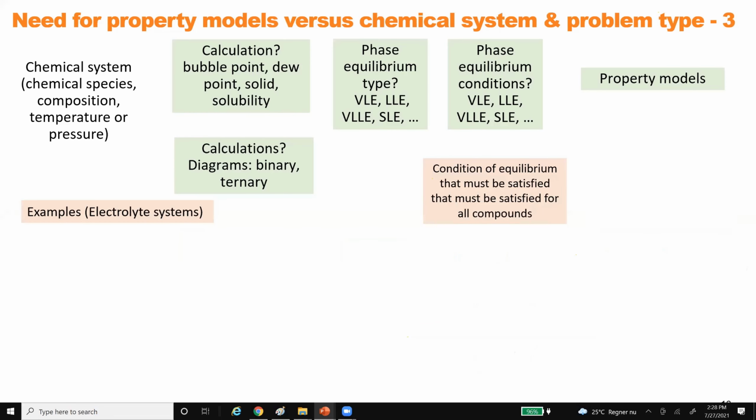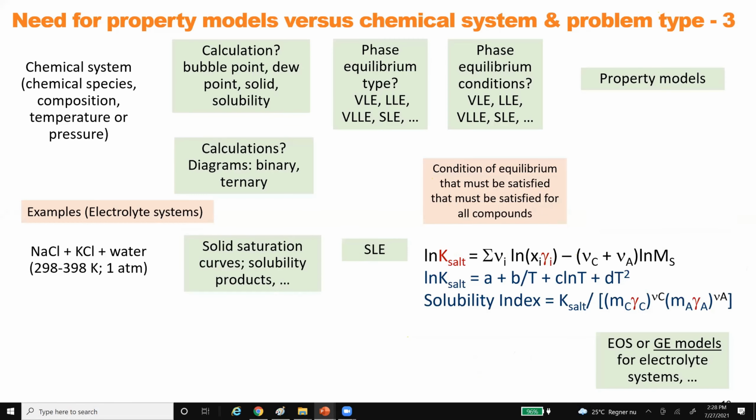So what about electrolytes? We have, let's say, sodium chloride, potassium chloride, water at 1 atmosphere between 298 and 398 K. We want to know which salt will crystallize out at what temperature. We need SLE, and the equations that will give us the saturation curves are the first 2 equations, and the bottom equation, called solubility index, gives a number. If that number is greater than 1, then it means that the salt has already crystallized. If it is less than 1, then it has not crystallized.